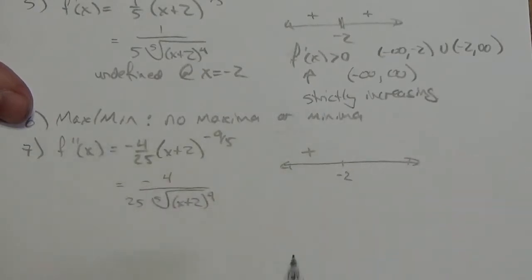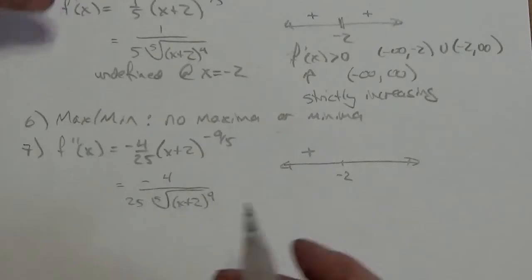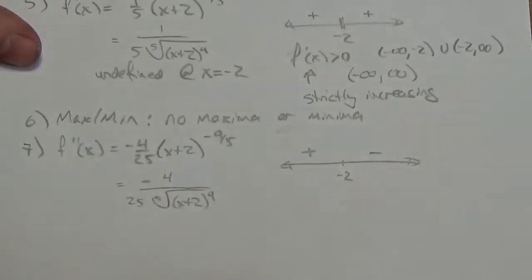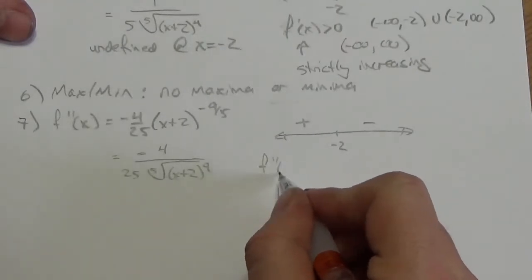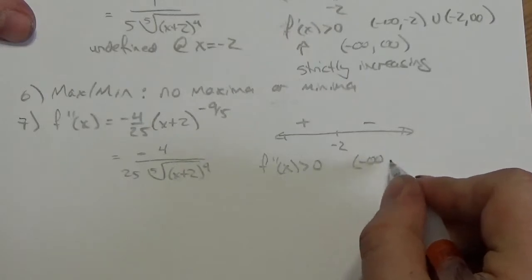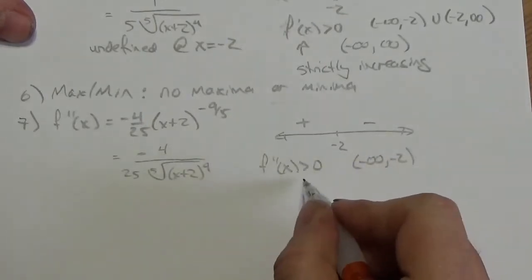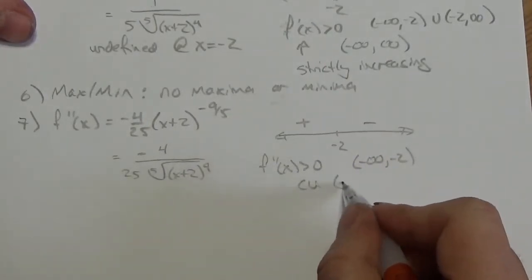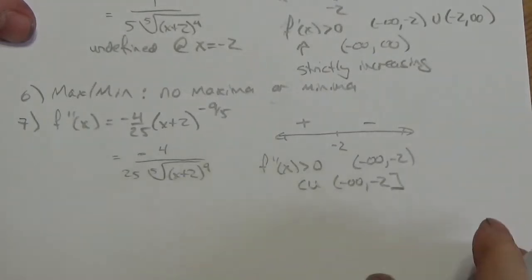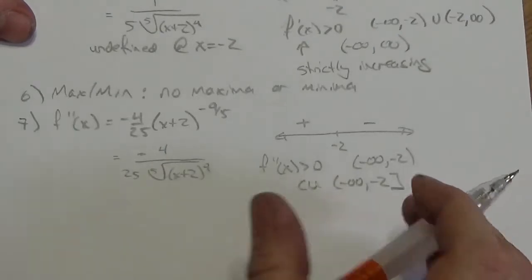To the right of negative 2, this will be positive. To the ninth will create a positive. The fifth root of a positive is positive. Multiplied by positive 25 is positive, but when I take negative 4 and divide it by that, I'm going to get a negative. So my second derivative is positive on the interval negative infinity out to negative 2, which means the graph is going to be concave up on the interval negative infinity up to negative 2 and including. Again, remember it's defined there.